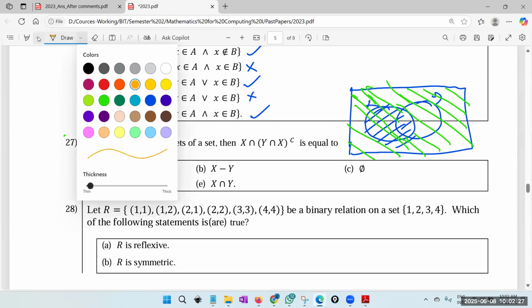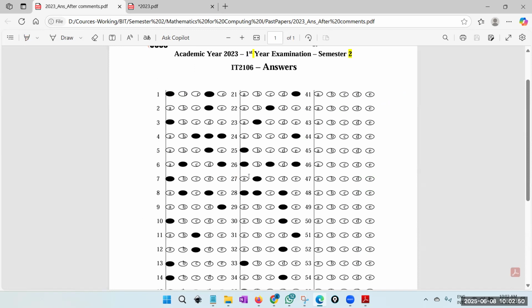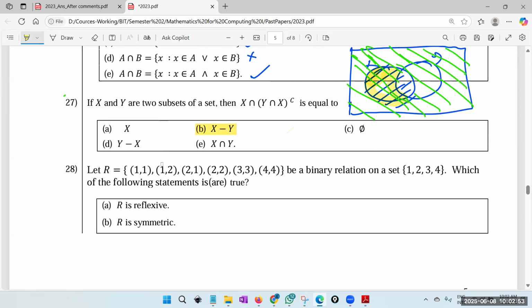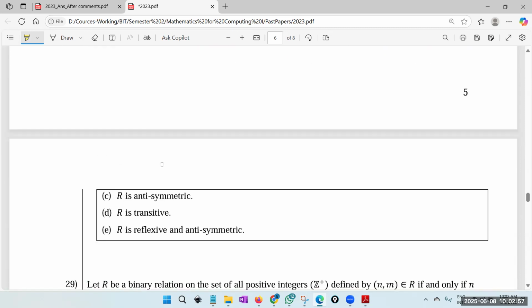What is intersection? That means you need both blue and green. This area. That means basically X minus Y. Right? X minus Y. Answer is B. Yes, B. Right. This is a very easy question. 28.